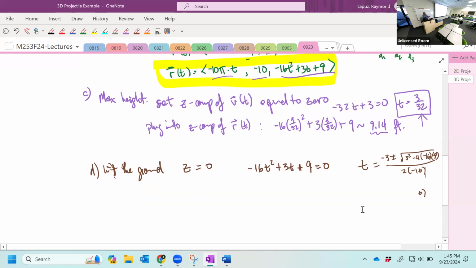So the question is, when does it hit the ground? And you'll get the answer here. And then you can also follow it up with, where does it hit the ground? So when you plug it back into the third component, you should get 0. And then you just plug it back into here, -10 for the y, and then -10 pi times whatever value you get here.